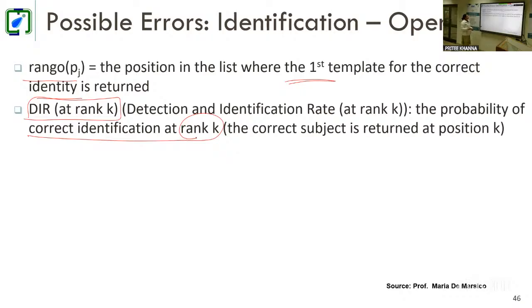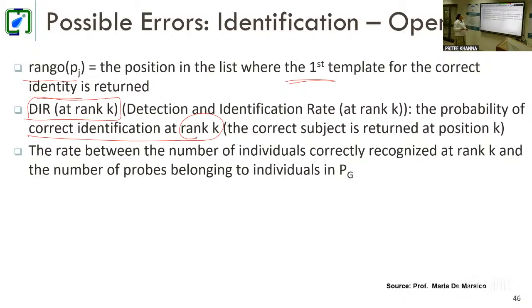So what is happening here? The rate is between the number of individuals which are correctly recognized at rank A and the number of probes which belong to individuals in the database.